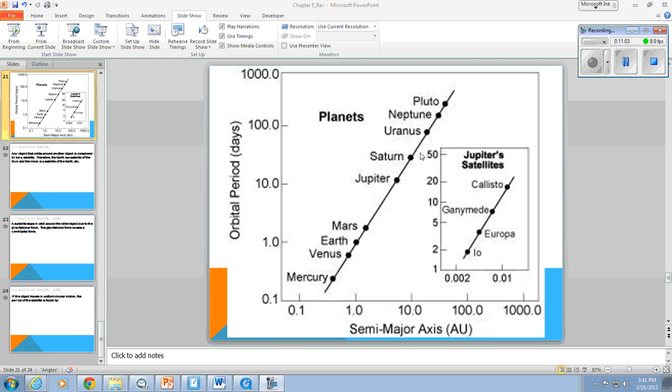Here's a graph of orbital periods for all the planets and their major axis. You can see the straight line path it takes. And here we have the four largest of Jupiter's moons, what we're defining as satellites. They're going to have the same ratios in comparison to Jupiter being the main object that they orbit.